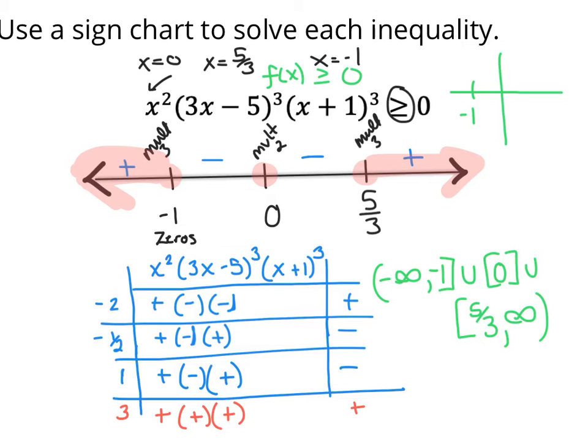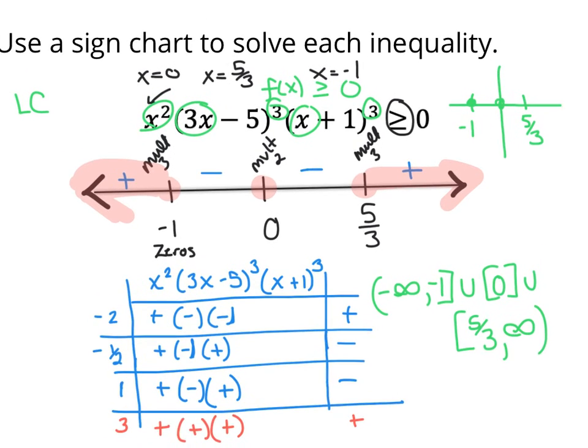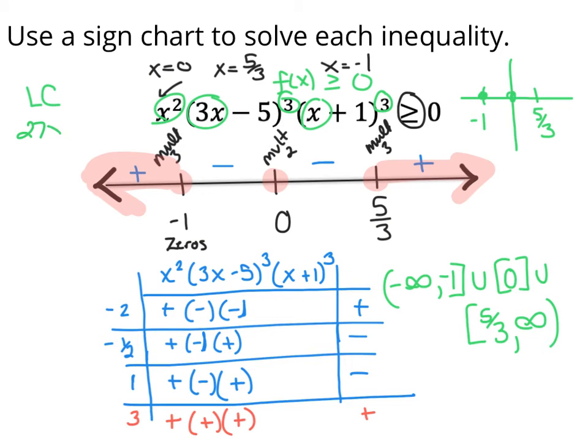So you know that your zeros are at -1, 0, and 5/3. This function would have an even degree. Its degree would be 8, and its leading coefficient, if I multiply x squared, 3x, and x cubed together, actually make that 3x cubed, 3x cubed would be 27x cubed. And then we have an x squared, and another x cubed gives me 27x to the 8th. I have an even degree function with a leading coefficient that's positive.